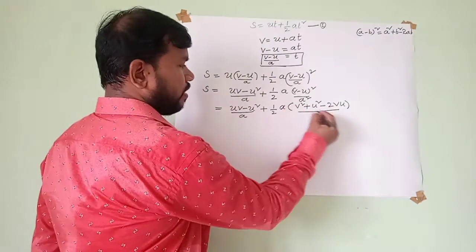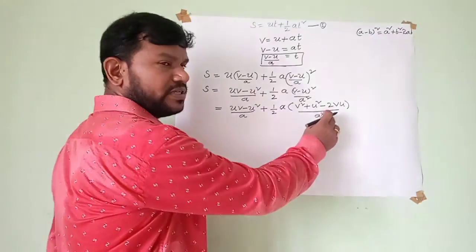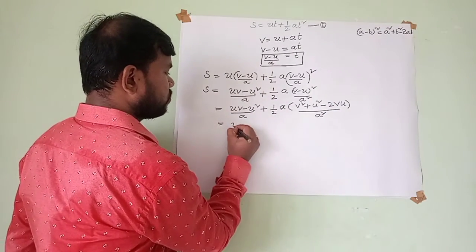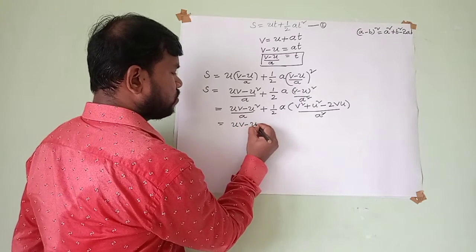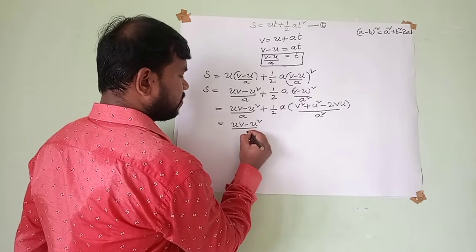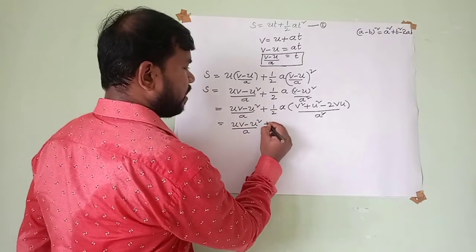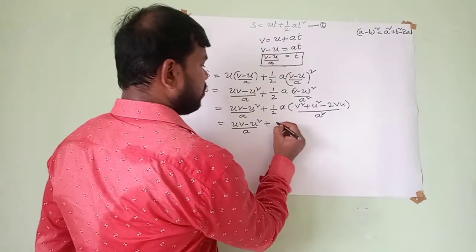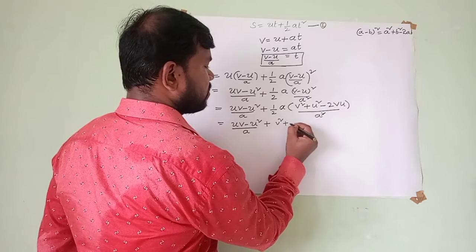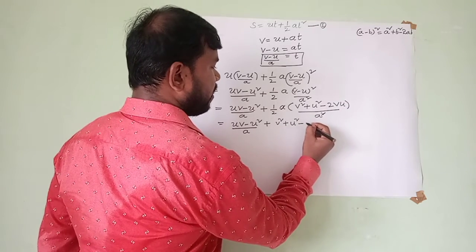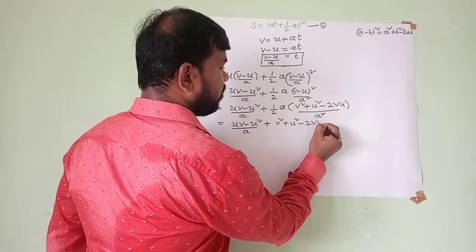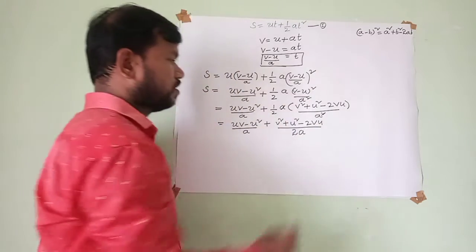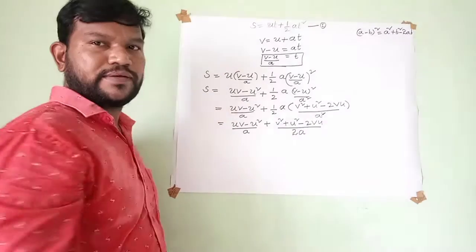Students, here a and here a, 2a. A square means a into a, so 1a cancels. So what we got? (uv minus u square) by a plus, I can write as 1 by 2a, (v square plus u square minus 2vu) by 2a. This 2 and here 1a.